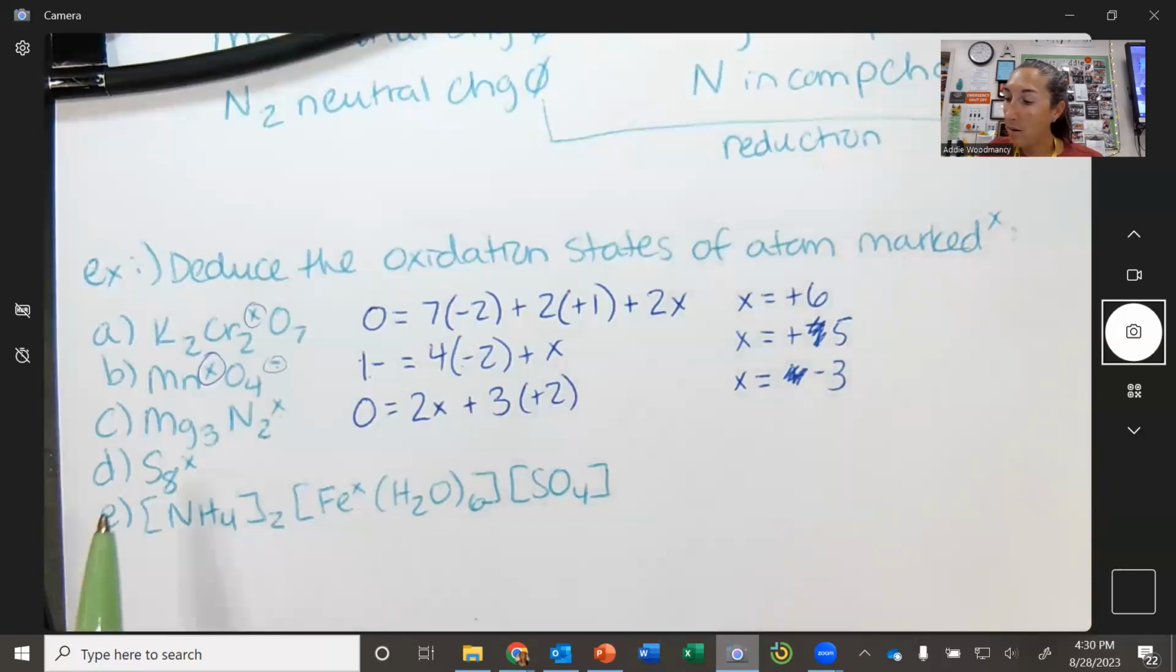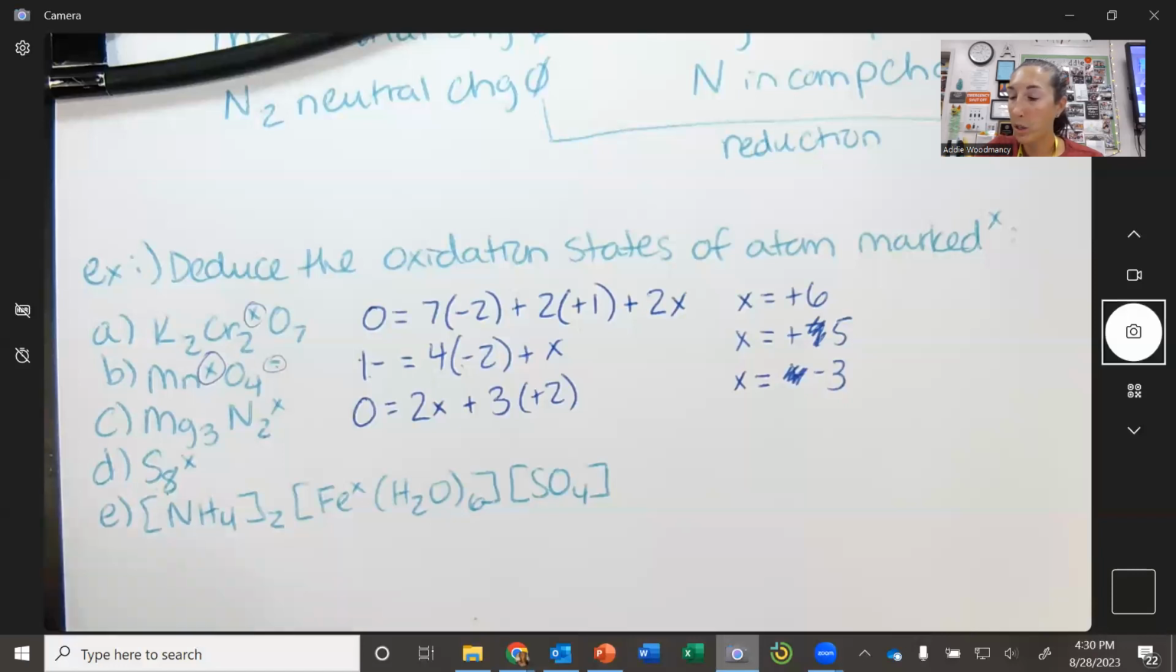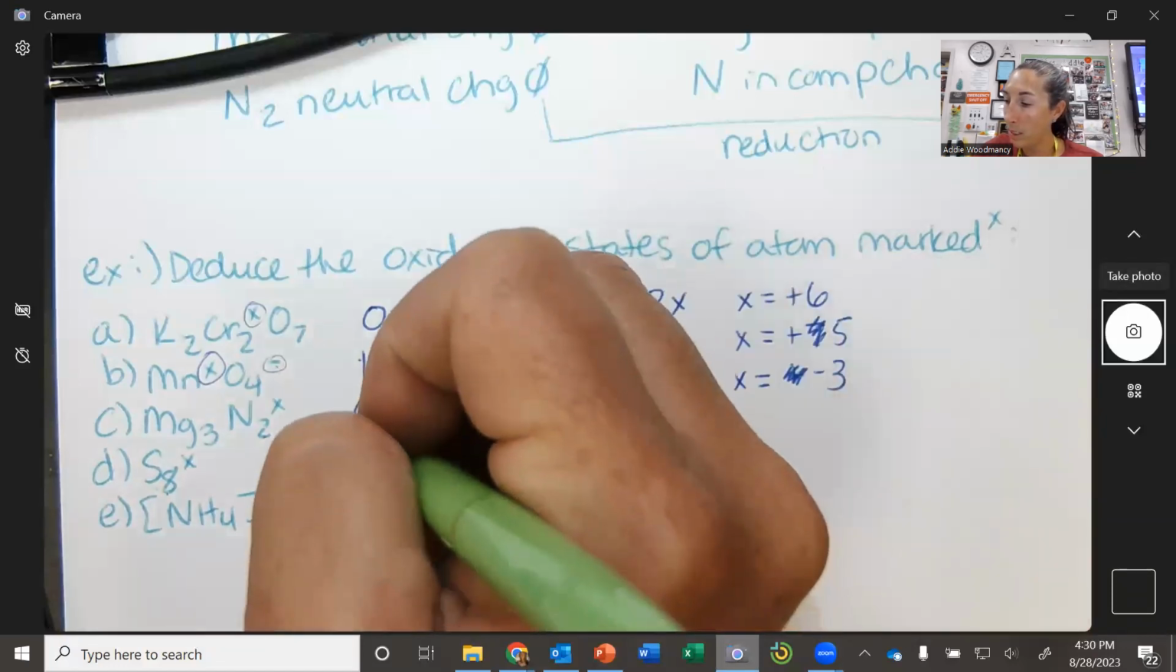All right, now for sulfur, this is just sulfur. It's not combined with any other element. So that's going to be rule number 1. So the charge of this sulfur is just going to be 0.